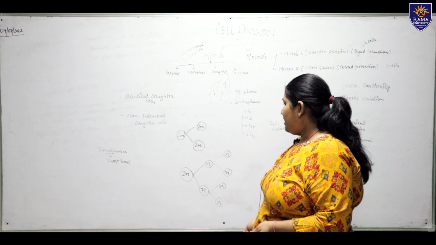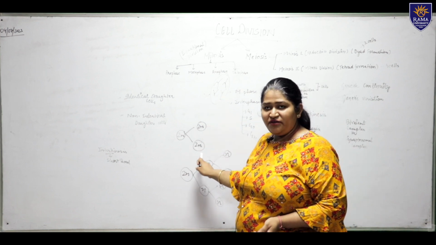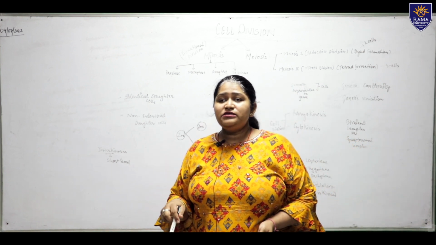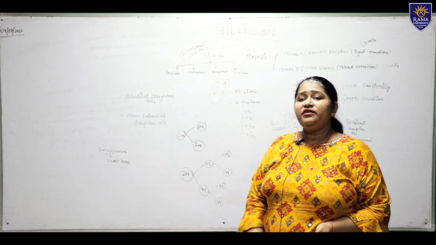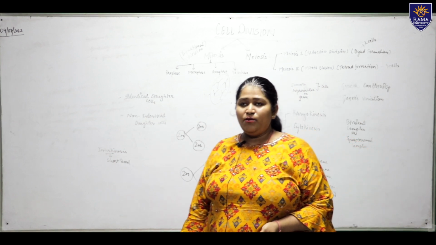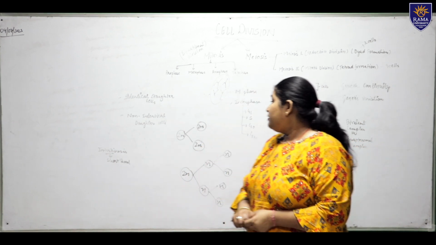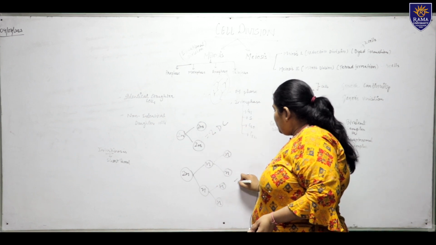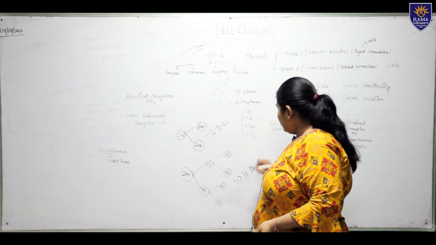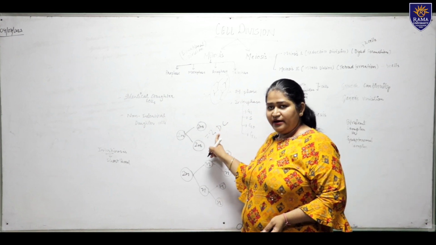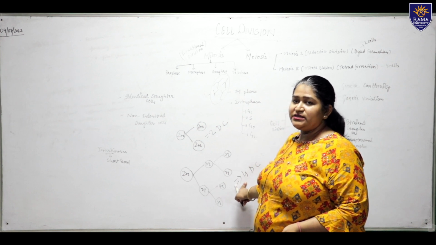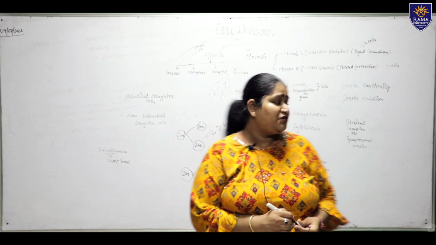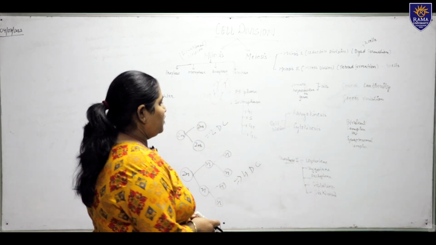So, we can say the mitotic division is an equational division where the number of chromosomes is the same, but the meiotic division is a reductional division where the number of chromosomes is half, or the haploid number of sets. The mitotic division will form 2 daughter cells, but meiotic division will form 4 daughter cells. These 2 daughter cells are identical, but these 4 daughter cells are non-identical to their parent cell. This is the difference between mitosis and meiosis.